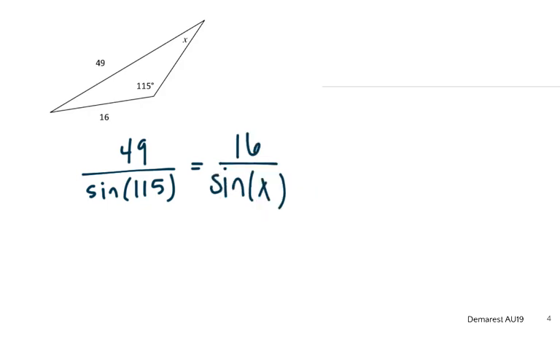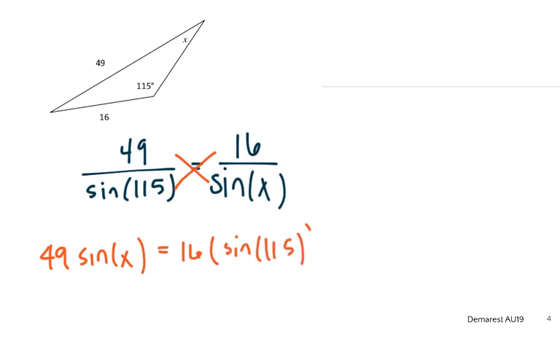So what that's going to look like, if you don't know what that is, I kind of multiply in an X across the equal sign. So that's going to give me 49 sine of x equals 16 times sine of 115.